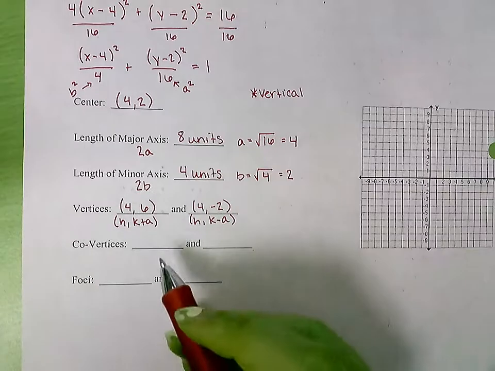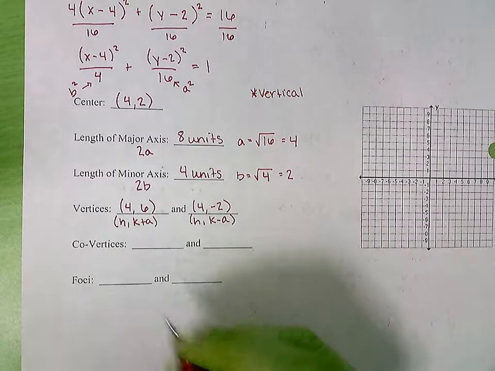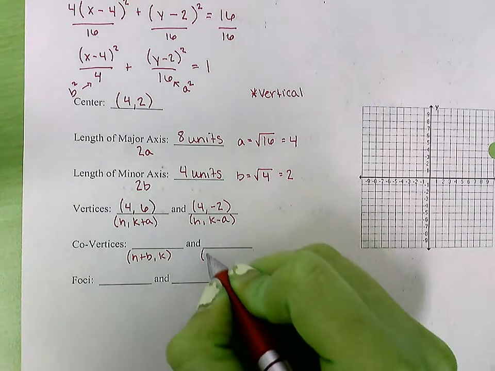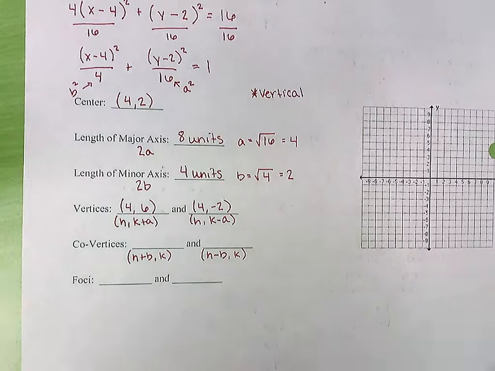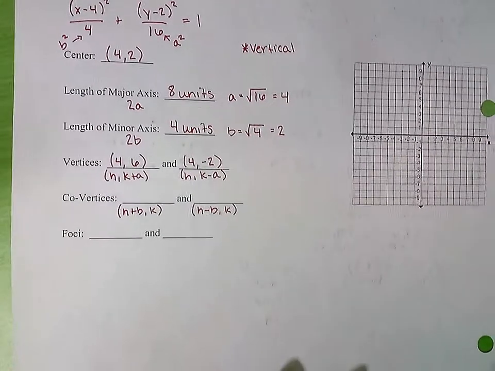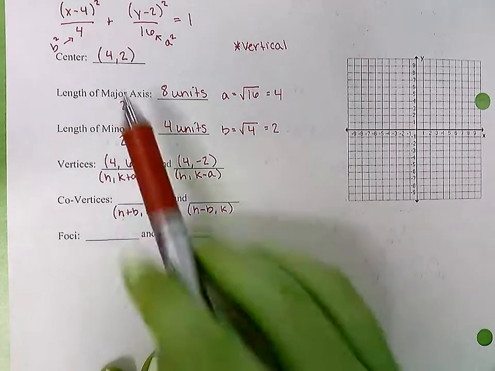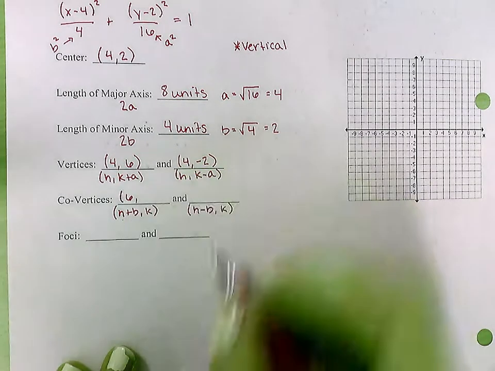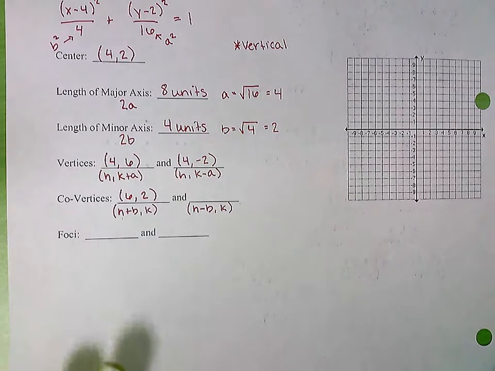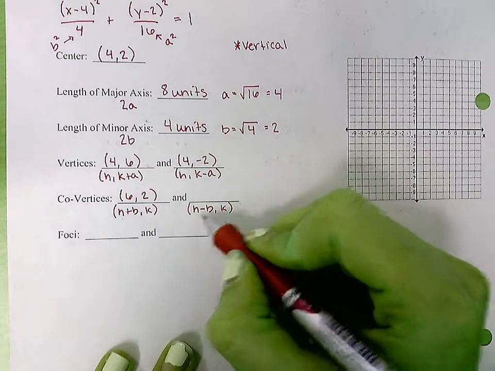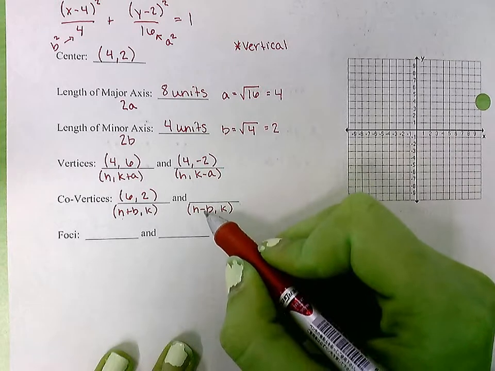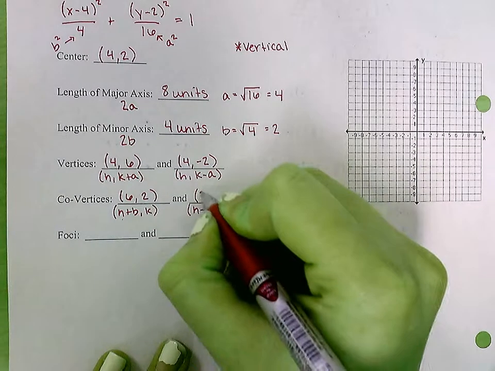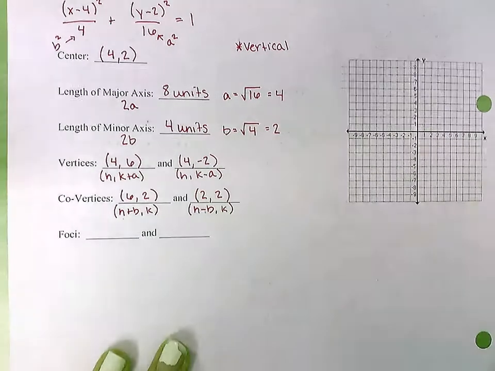Okay, next I want to find the covertices in my table. I'm going to take h plus b, okay, and h minus b. So h is 4. We want to add b, which is 2, so 4 plus 2 is 6. And then k will stay the same. Then we'll take h again, 4, and subtract our b value of 2. So 4 minus 2 is 2, and then k stays the same at 2.